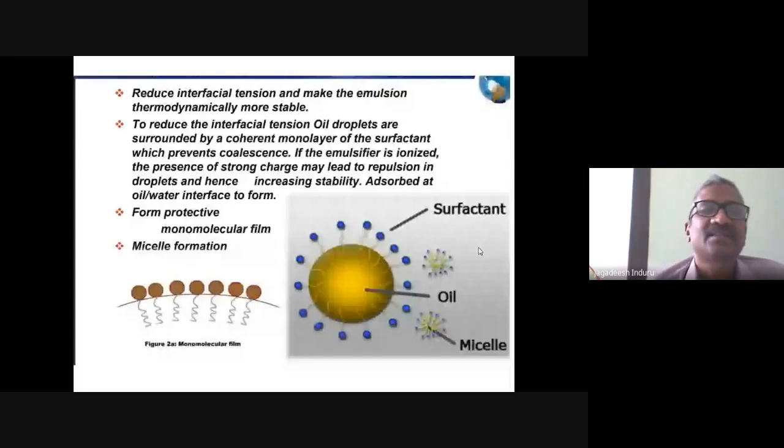Most of the time, the reduction in interfacial tension makes the emulsion thermodynamically more stable. That is the reason microemulsions are proven to be very highly stable, because their surface tension is very, very low. This film is a continuous monolayer present at the interface: the lipophilic head goes to the lipid side, the hydrophilic head goes to the water side, and they form a bridge between them and prevent the coalescence of the droplets.